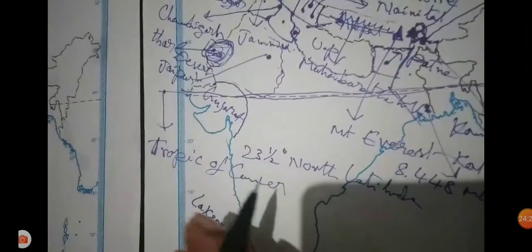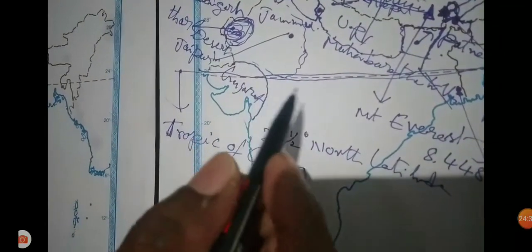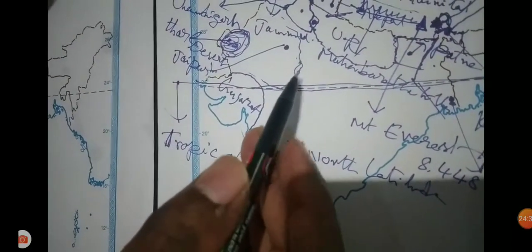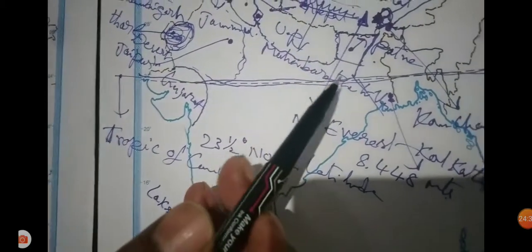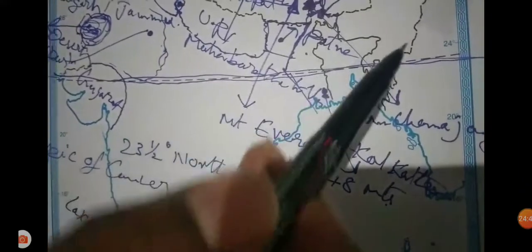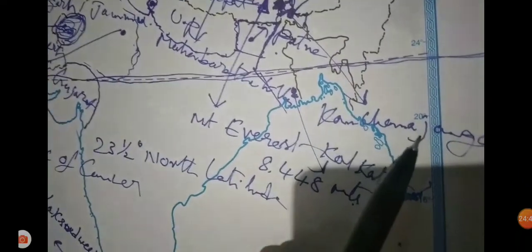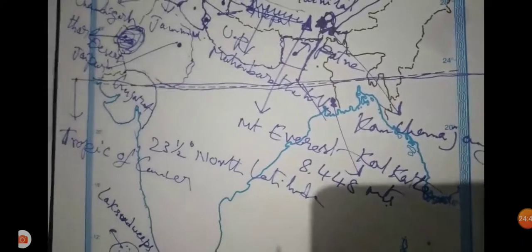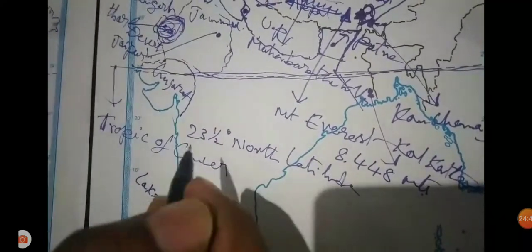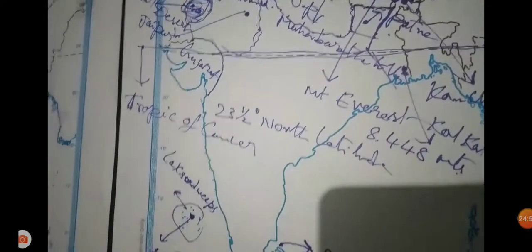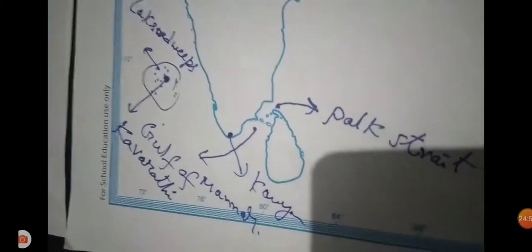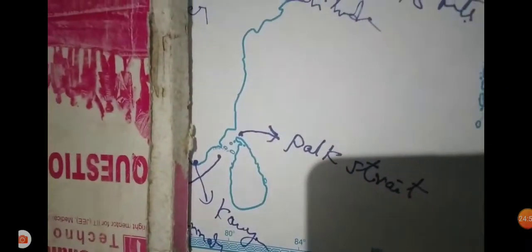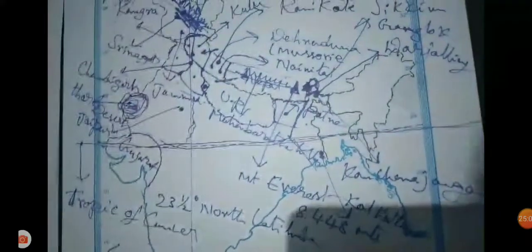It passes through many states like Gujarat, Madhya Pradesh, Jharkhand, West Bengal, Tripura, and Mizoram. It passes through the middle of many states. Before, we identified Kanyakumari, and from the southernmost point of Kanyakumari we drew one straight line.